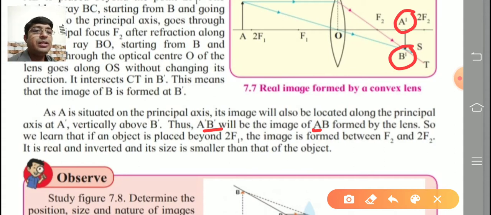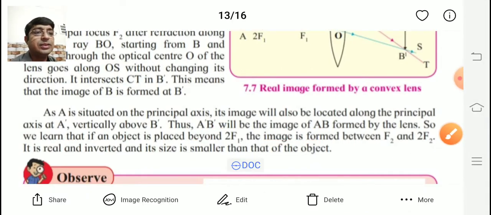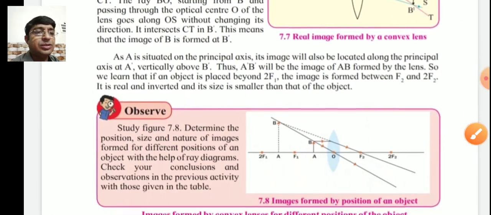So we learn that if the object is placed beyond 2f1, the image is formed between f2 and 2f2. It is a real and inverted image. Comparing the size, we observe that the image is smaller than the object. So, observe the next one.